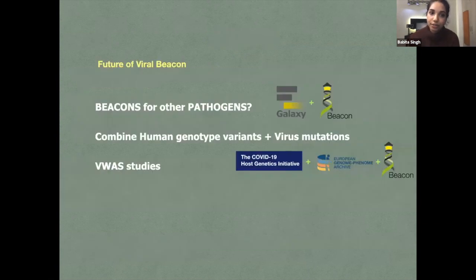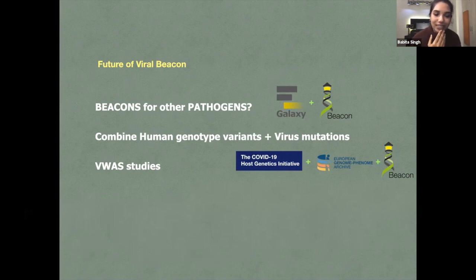What's the future of Viral Beacon? So this started with just getting into it as a trial and error thing, but I see that it could be very useful. For example, what Galaxy presented, the pipelines, if in future not only for virus but for certain other pathogens, we can light a beacon on those data sets. We can be prepared. You don't have to wait for a pandemic to light a beacon or to prepare for it. We can do this from way ahead.